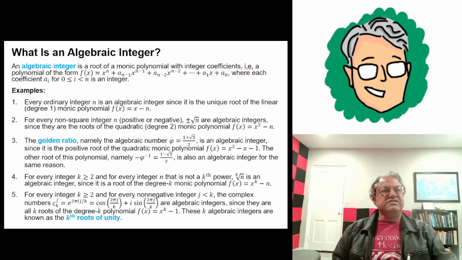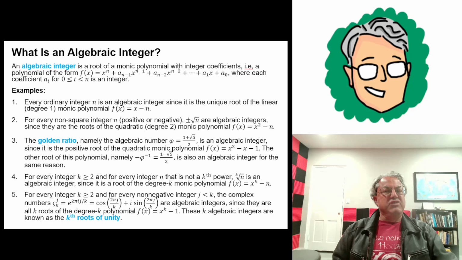So the simplest example is just ordinary integers. And to see that ordinary integers are algebraic integers, just note that if n is an ordinary integer, then it satisfies the linear monic polynomial x minus n, because x minus n equals 0 means x equals n. Not too exciting. But it is an integer.